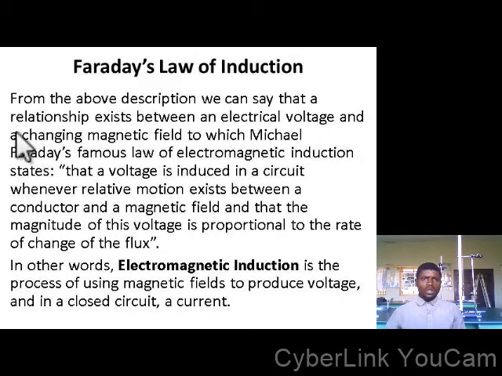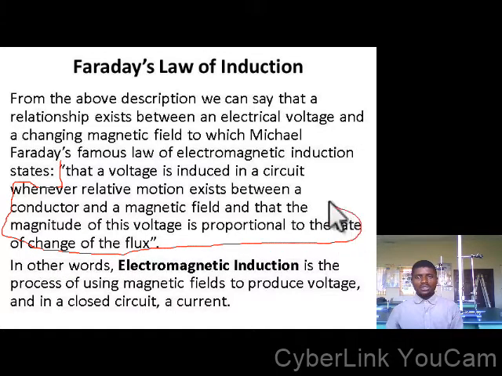Let's move on. From the above description, we can say that a relationship exists between an electrical voltage and a changing magnetic field, to which Michael Faraday's famous law of electromagnetic induction states that a voltage is induced in a coil, in a circuit, whenever relative motion exists between a conductor and a magnetic field, and that the magnitude of this voltage is directly proportional to the rate of change of the flux. This is Faraday's law of electromagnetic induction. If they ask you, this is what you will say. In summary, this is the law.